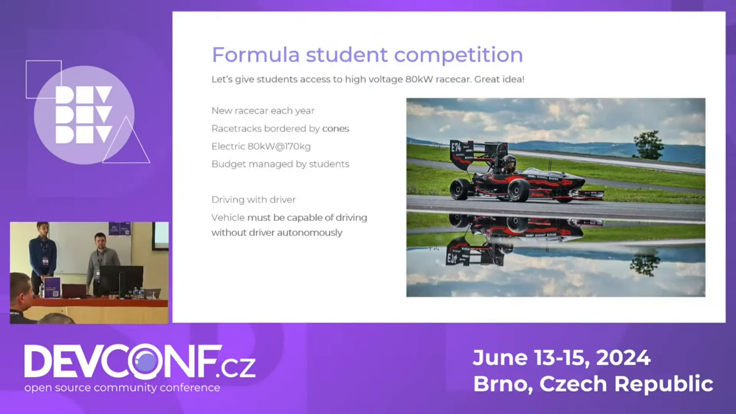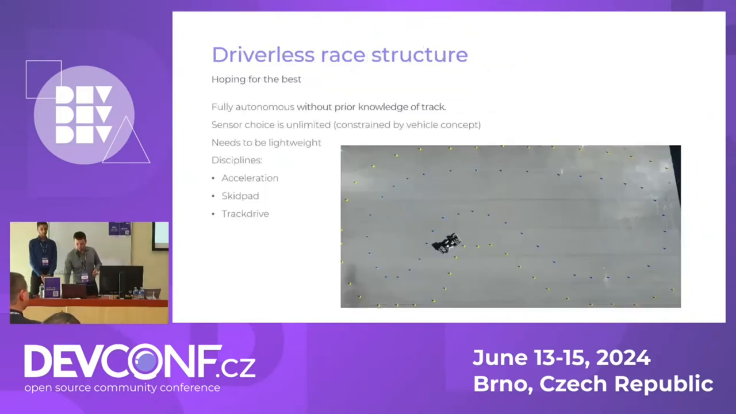There are multiple disciplines. You are driving with a driver, but the vehicle must be capable of driving without a driver, autonomously. So the same car needs to drive with a driver and without as well. In the driverless track, you have no knowledge of the track in advance. The vehicle has to be capable of driving on any track bordered by cones. As you can see in the picture, one side is blue cones and the other one is yellow cones, which is very helpful when deciding the direction of the track.